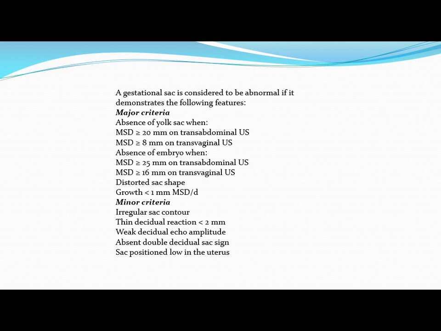Minor criteria: irregular sac contour, thin decidual reaction less than 2 millimeters, weak decidual echo amplitude, absent double decidual sac sign, sac position low in the uterus.